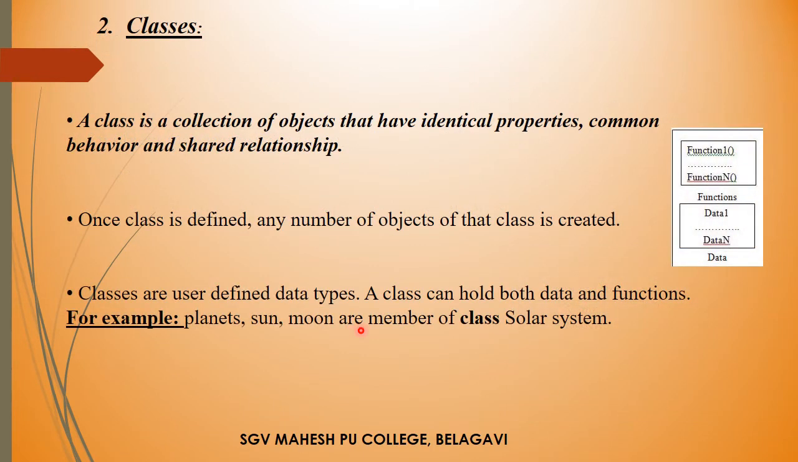What is a class? A class is a collection of objects that have identical properties, common behavior, and shared relationship. If we create a class, we can create as many objects as we want. Classes are user defined data types which hold both data and functions. For example, if my class is solar system, then planets, sun, and moon are members of class solar system.